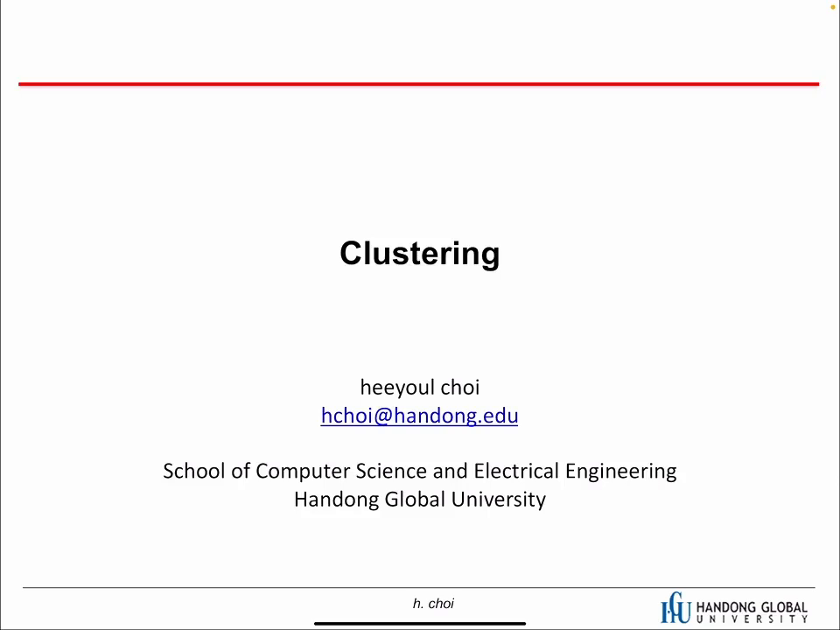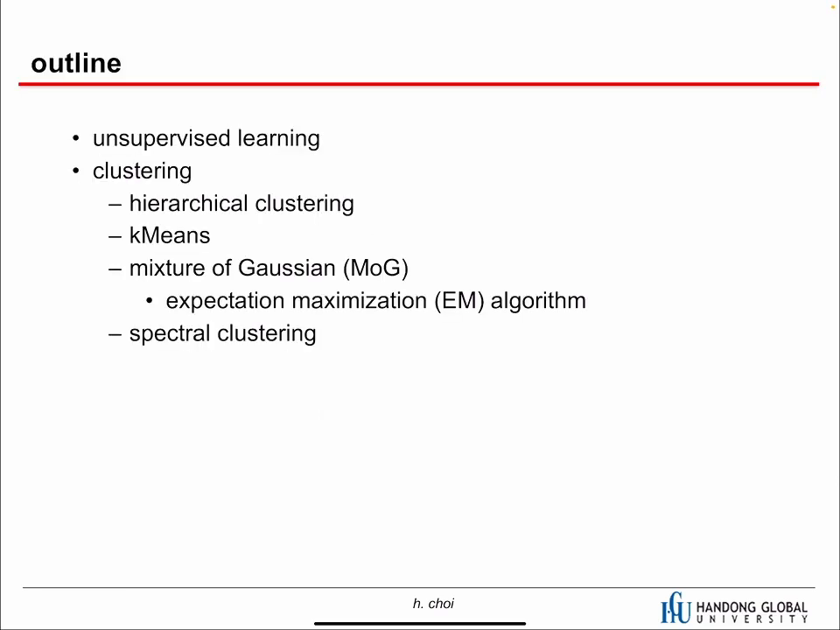Hi, this chapter is about clustering. We're going to start from unsupervised learning, because clustering is one type of unsupervised learning. In clustering, there are many machine learning algorithms, and in this chapter we're going to cover just 4 algorithms: hierarchical clustering, k-means, a mix of Gaussian, and spectral clustering. When we talk about the mix of Gaussian, we're going to learn the expectation maximization (EM) algorithm, because the EM algorithm is a really famous and important learning algorithm in machine learning.